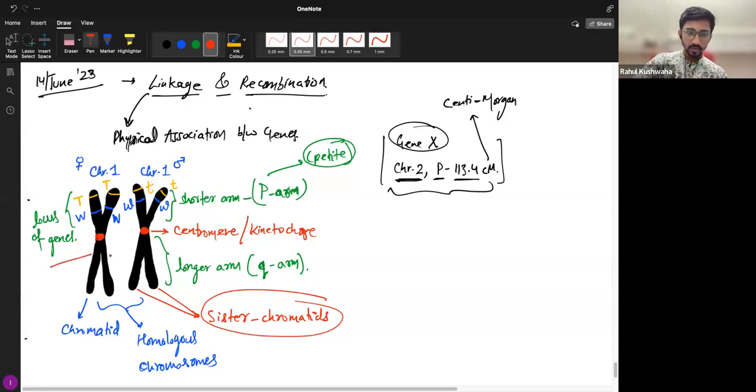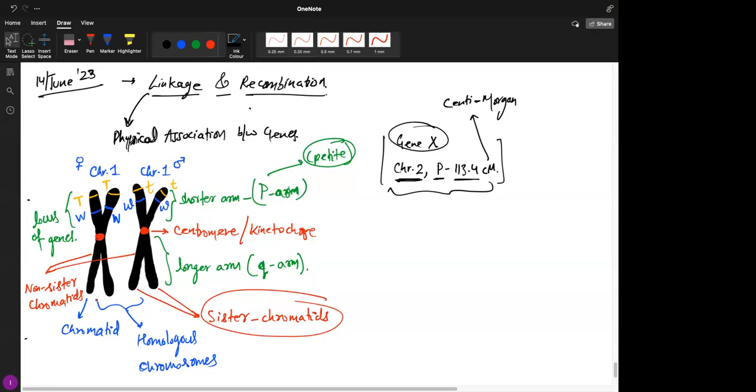And if I take this one and this one, then these two will be non-sister chromatids. Any one chromatid from this chromosome and any one chromatid from this chromosome together will be non-sister chromatids. Okay, does that make sense, Iram?